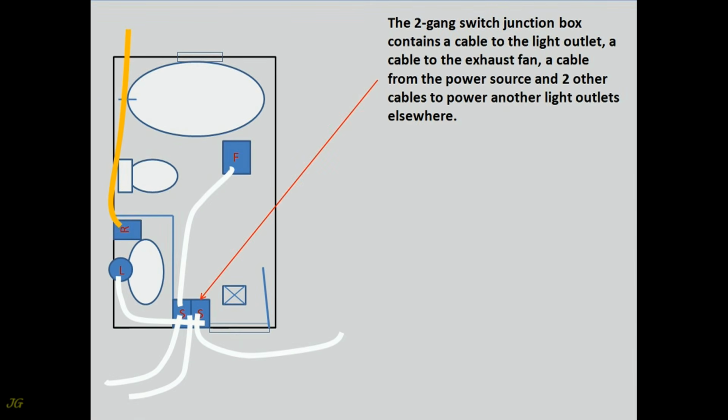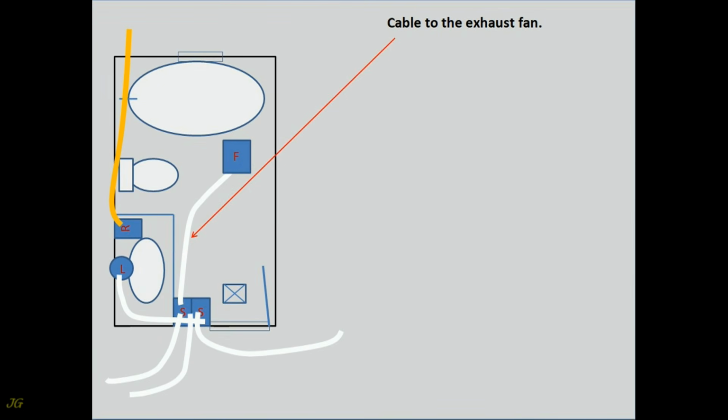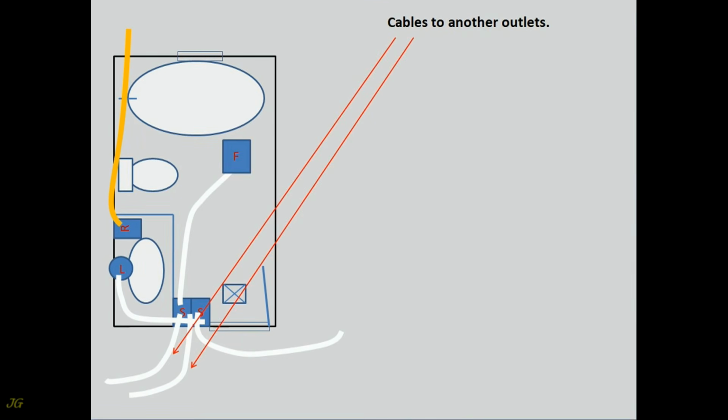The 2-gang switch junction box contains a cable to the light outlet, a cable to the exhaust fan, a cable from the power source and 2 other cables to power another light outlets elsewhere. Cable to the light outlet. Cable to the exhaust fan. Cable from the power source. Cables to another outlets.